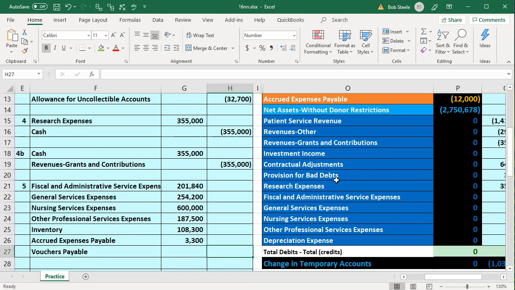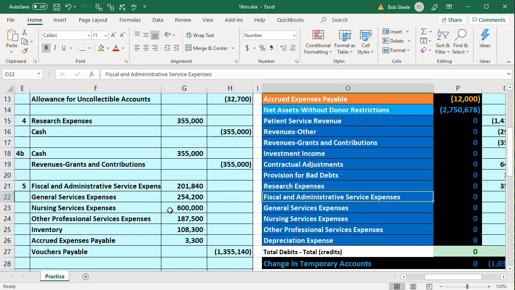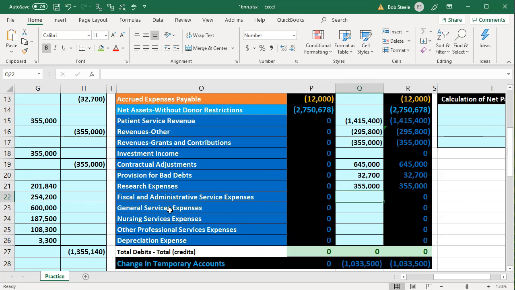So we are in H23 where we're going to have our negative sum, our plug formula, the trusty negative sum formula of all of these and enter. So there's going to be our credit. Let's go ahead and post this out. So we're going to start off with the fiscal and administrative expenses. So fiscal and administrative expenses is in cell O22. We're going to post it to Q22.